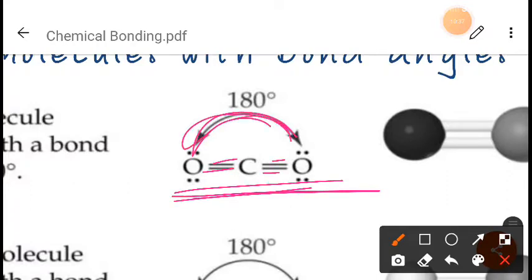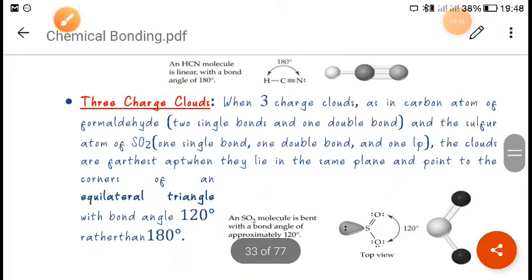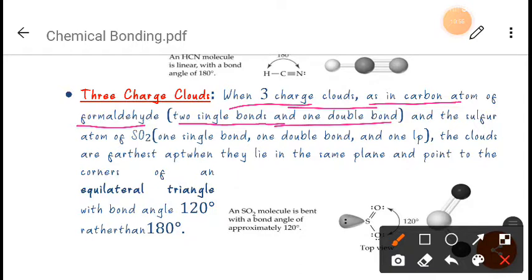Okay, and the angle between them is 180, right? Now next is three charge clouds. This will arise with three charge clouds, as in the carbon atom of formaldehyde, where two single bonds and one double bond are there, and the sulfur atom in SO2, where there is one single bond, one double bond and one lone pair.